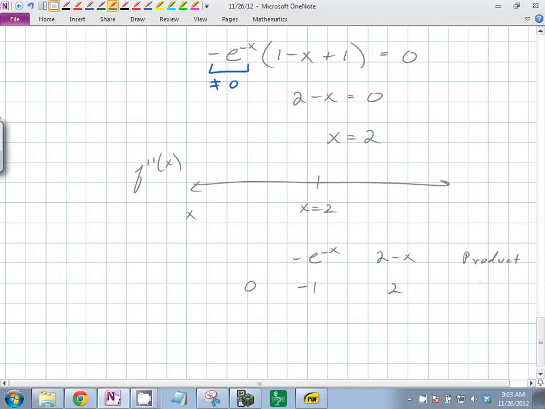Negative. Okay, so then let's plug in a 3 here. Is it negative or positive? Negative. That thing is always going to be negative, actually. And this is going to be negative, so it's going to be... So what happens at x equals 2? Changes concavity.